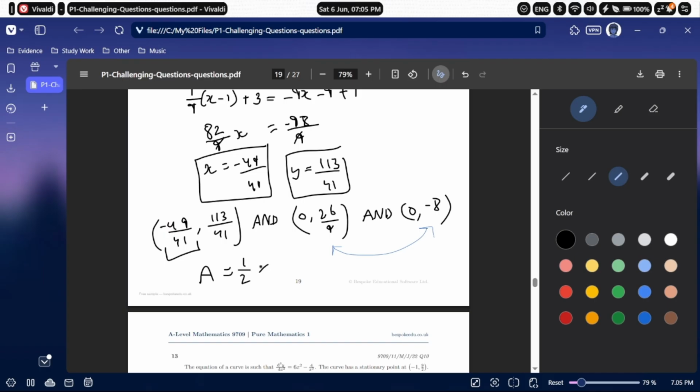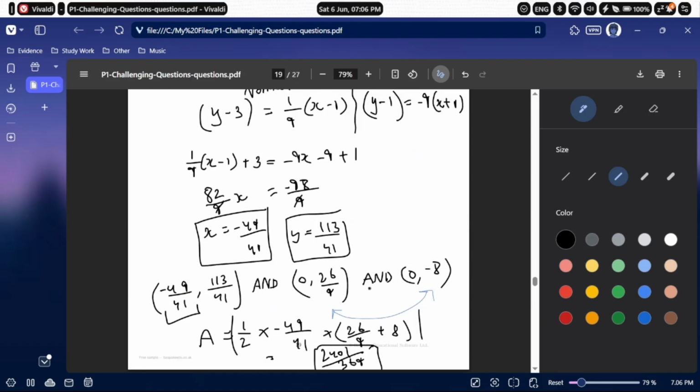So half into base into height. 26 over 9 plus 8. Oh yeah, that's much cleaner actually. I don't know why I wanted to use shoelace. Okay. And that ends up, yeah, just take the modulus just in case. That gives you 2401 upon 369. That is your final answer.